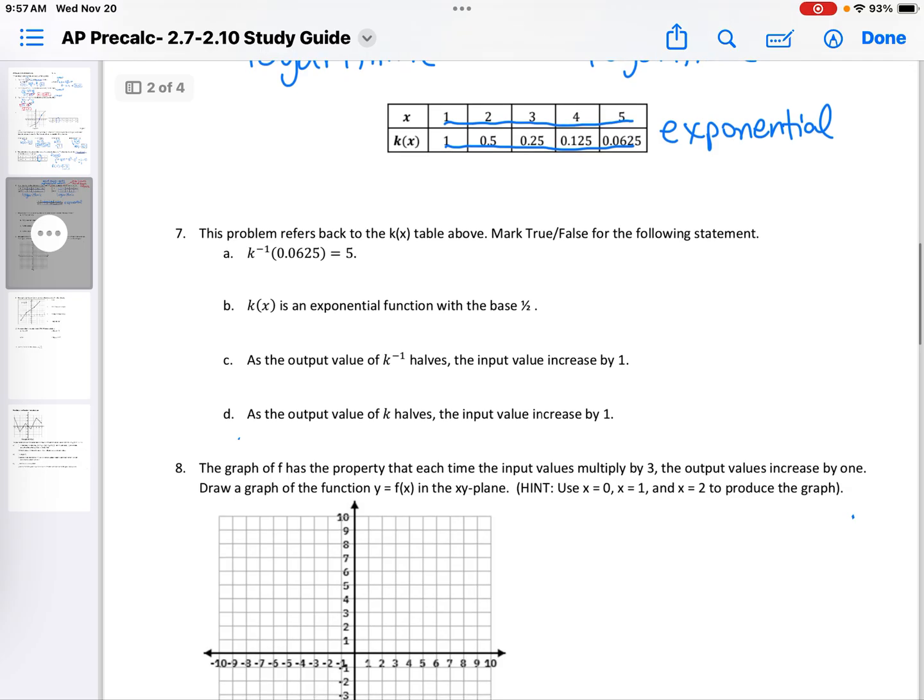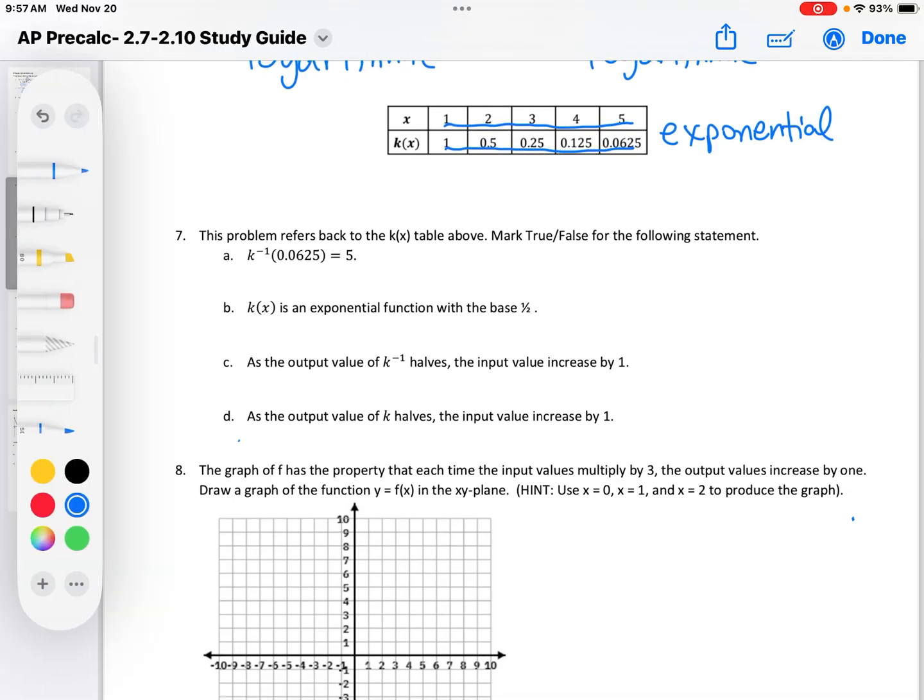All right, the next problem asks us to refer back to this function k of x. So we're going to go back to this table here, and we're going to answer if each of these questions are true or false. First one says k inverse of 0.0625 equals 5. Well, that means that this would be the output of k, and the 5 would be the input of k. So when I look at this, when my output of k was 0.0625, my input was 5. So this is true.